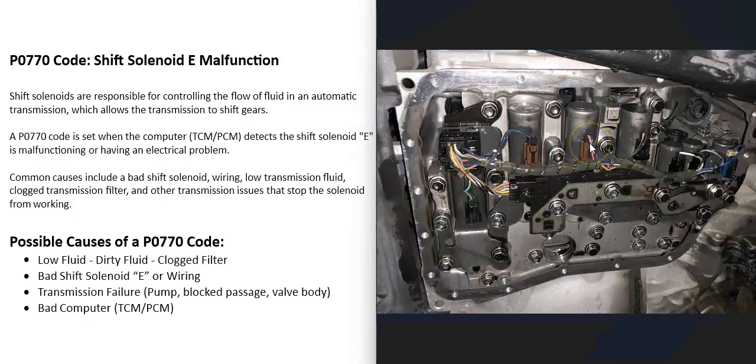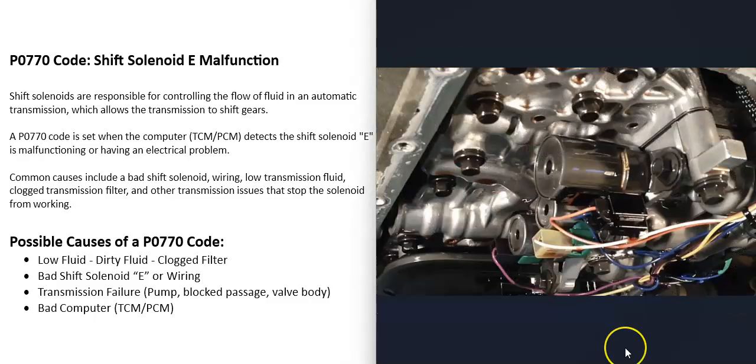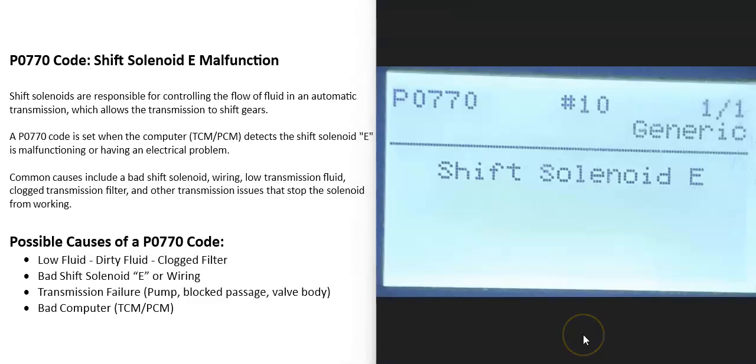Well, basically transmissions have a lot of solenoids built into them that lets the computer control the fluid pressure, which then lets the transmission shift gears and things like this. But when you get this P0770 code, the computer's seeing a problem with this solenoid, and so it's going to have to be troubleshot to know why. And so what would be some possible causes of a P0770 code?